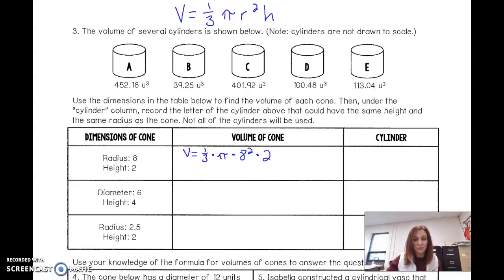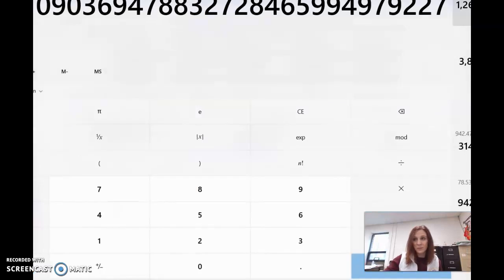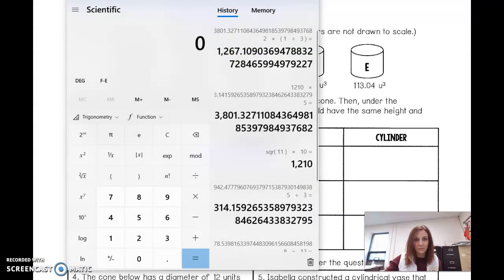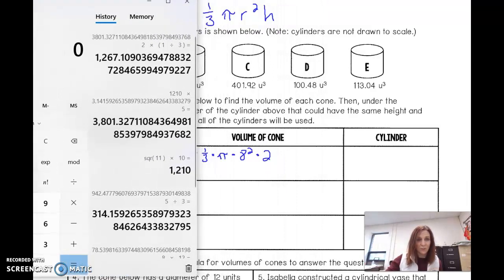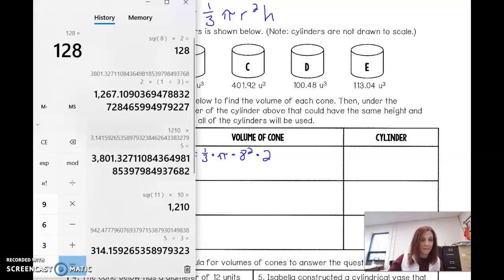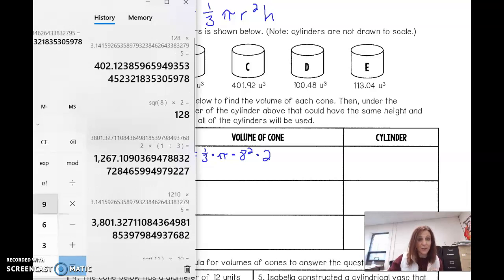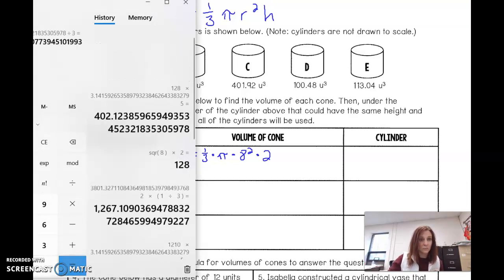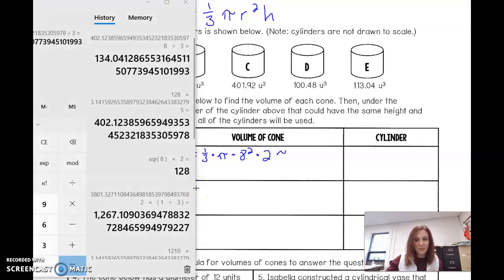So then calculator. I know you won't be able to see everything I'm typing in, but you'll at least be able to see what I'm doing. So 8 squared times 2, then times pi, and then again I'm going to divide it by 3. Okay, and I'm going to get, it's approximately equal to 134, I'm going to say. And, well, it looks like they're using units for units here. Not going to worry about it.